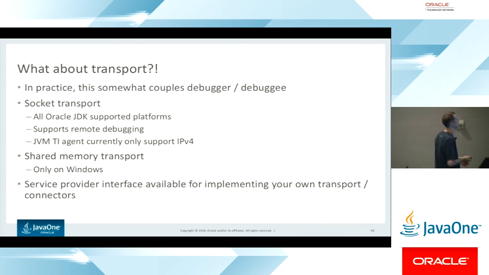The current ones that the reference implementations support are, on Windows only, a shared memory transport, and then on all of our supported platforms for Oracle SE, we have the socket transport. Notably, the JVMTI agent still doesn't support IPv6, although the Java side of the equation, the JDI implementation, does. So I was just showing you the kind of limitations that you can hit because of the lack of requirement for transport there. But the other way of looking at that is that it gives you a lot of flexibility to roll your own implementations and stuff.